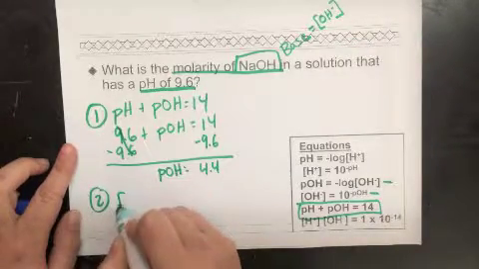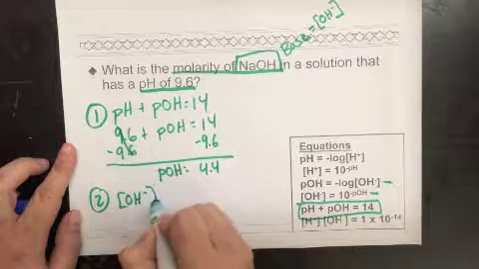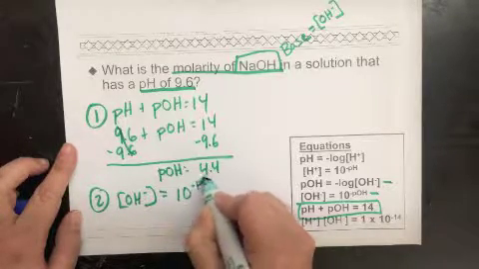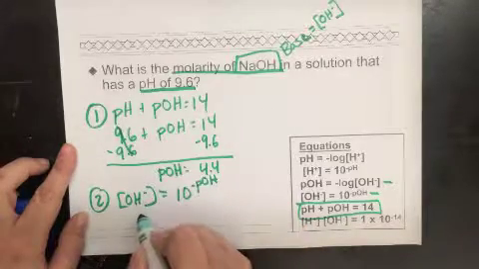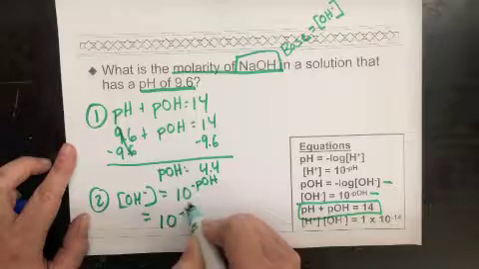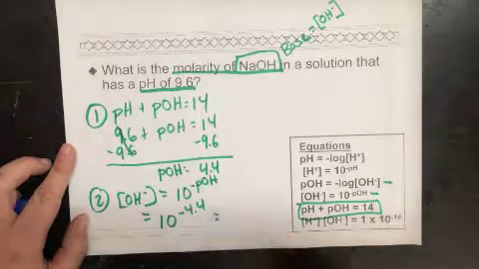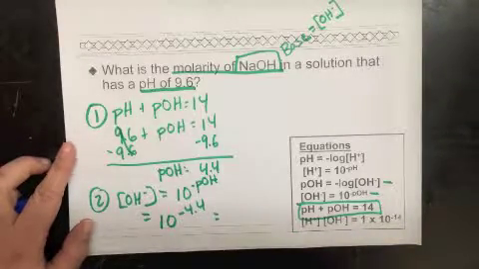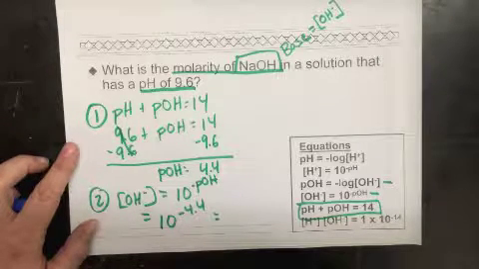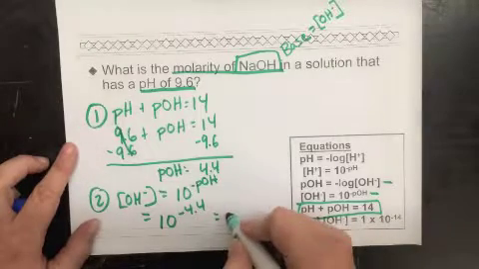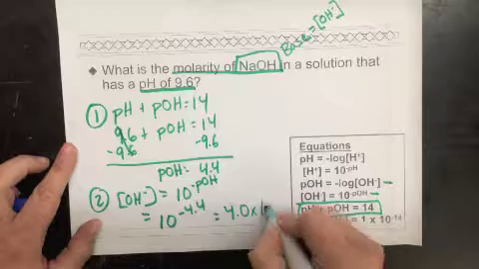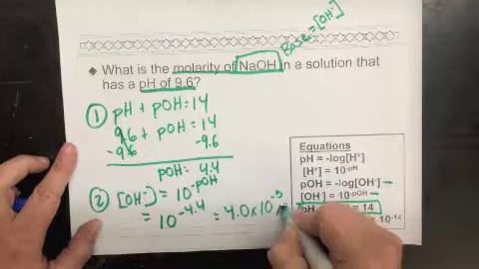So we're going to use OH negative equals 10 raised to the negative pOH. So now you simply plug it in. 10 raised to the negative 4.4. And you simply plug that in the calculator by doing 10, the little carrot thing, raised to negative 4.4. And you should roughly get 4.0 times 10 to the negative fifth M.